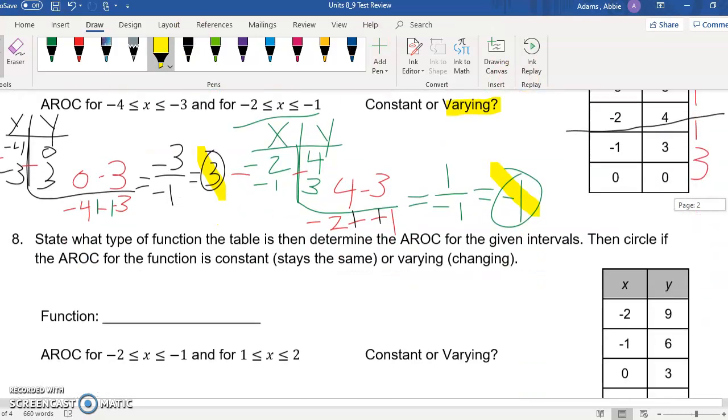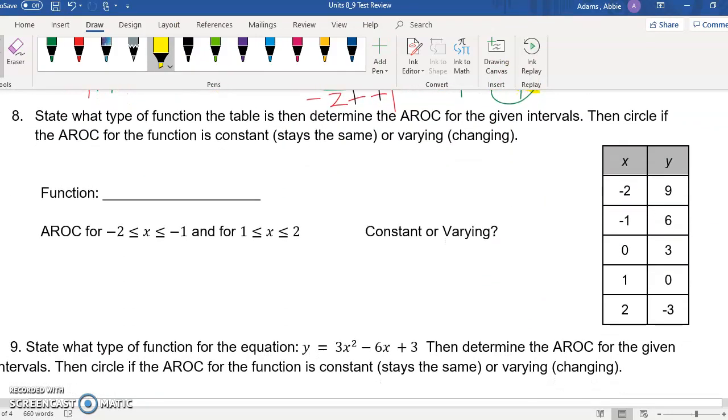Let's go on to problem 8. So state what type of function the table is once again, then circle if the average rate of change for the function is constant or is it varying after finding the average rates of change for the given intervals. So once again, our x values are increasing by 1 for this table because -2 to -1, that's an increase of 1. So while our x values are increasing by 1, let's see what's happening to our y values.